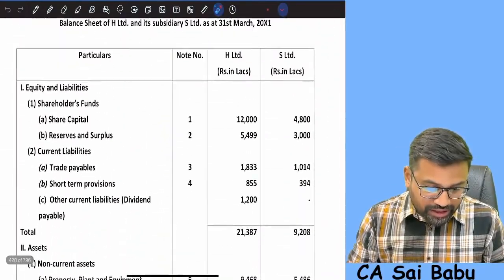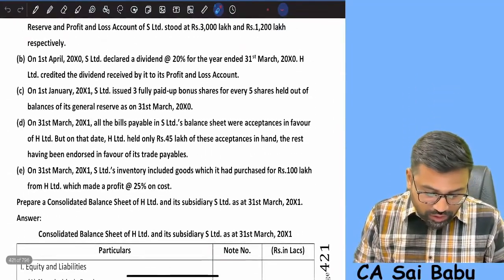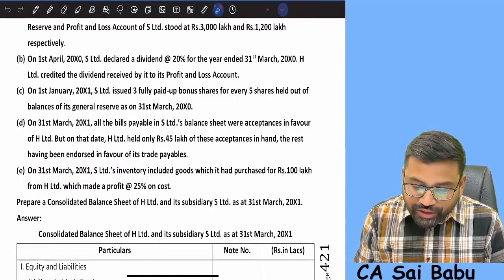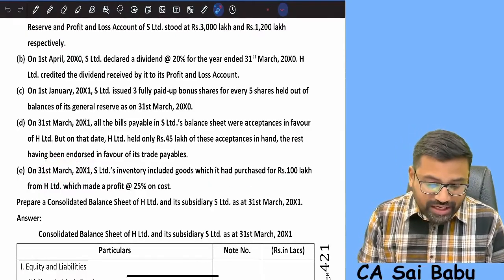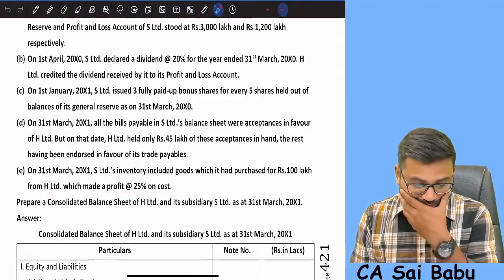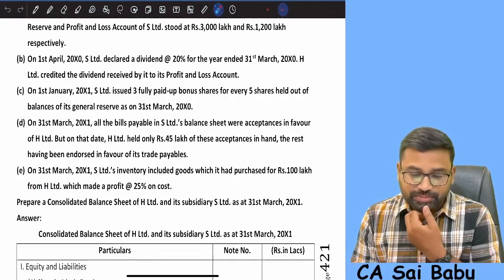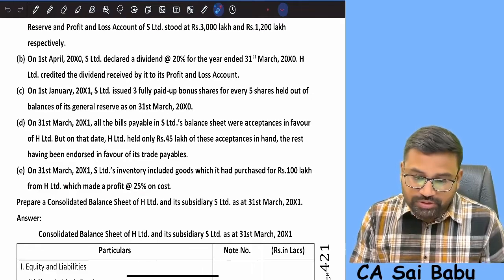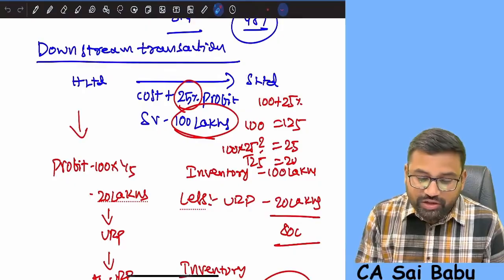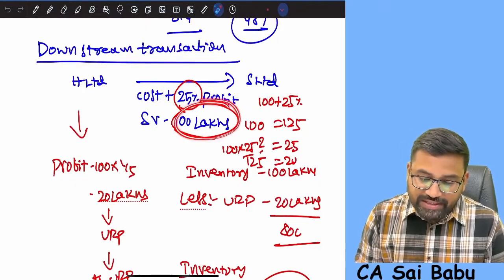Question number 10. In this question, sir, on 31st March 2011, S Limited inventory, that means subsidiary company inventory, included goods which it had purchased for 100 lakhs from H Limited, which made a profit of 25% on cost. That means here who sold goods to whom, sir? Parent sold goods to subsidiary. See this, H Limited sold goods to S Limited at cost plus 25% profit. So the sale value is 100 lakhs, sir.